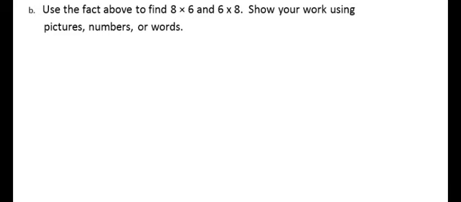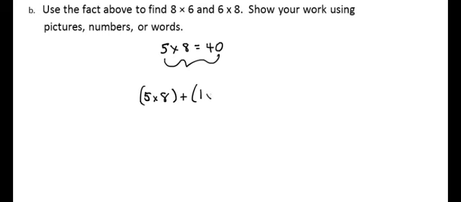Here it says, use the fact above to find 8 times 6 and 6 times 8. Show your work using pictures, numbers, or words. Well, up above, we determined that 5 times 8 equals 40. So using this information, I know that I can take 5 times 8 and add that to 1 times 8, and that gives me the answer to 6 times 8. 5 times 8 and one more group of 8 would give me 6 times 8. Well, 5 times 8 is 40, plus one more group of 8 is 48.